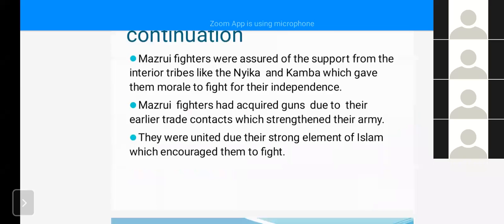The other causes for the conflict: we have Mazrui fighters were assured of the support. United people stand and divided people fall. So they thought they had this support from the Nyika, the Kamba. Remember, these are the ones that had helped a lot in long distance trade, in the trade that was along the East African coast. So they thought these are people they had established ties with, and they would give them all the support.